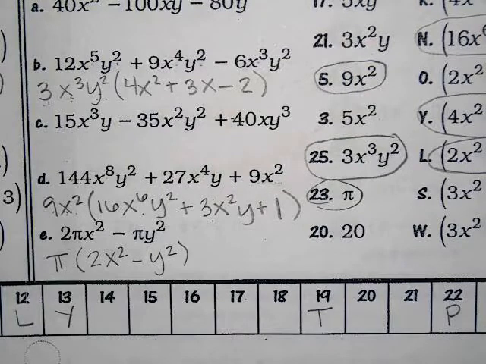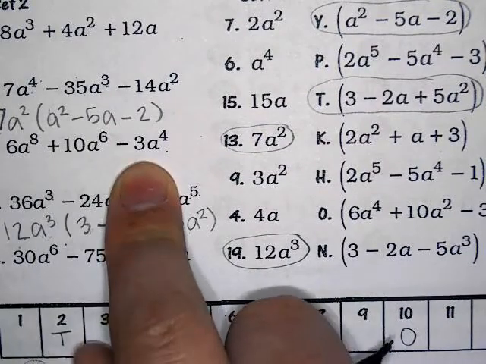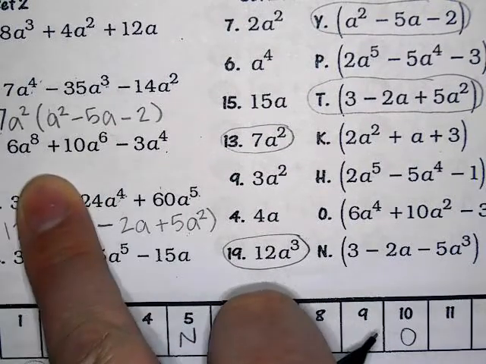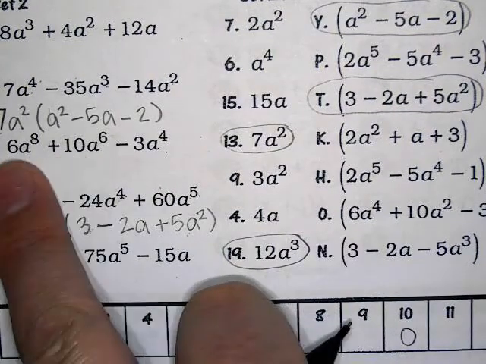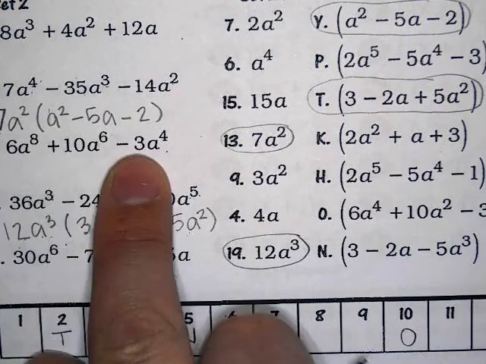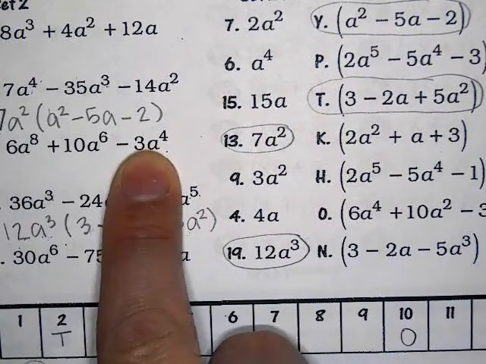On set 2? See, 6, 10, and a 3. For something like that, it means that the numbers have nothing in common. So like the 6 and the 10 look like they'd have 2 in common. The 6 and the 3 look like they'd have 3 in common, but the 10 and the 3 have nothing in common. So that means you would not take out a number. You would say there's no GCF with the numbers.